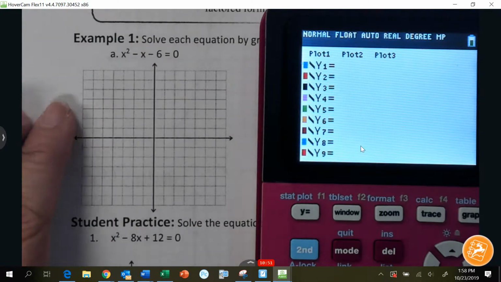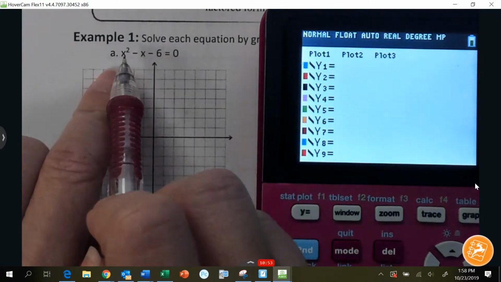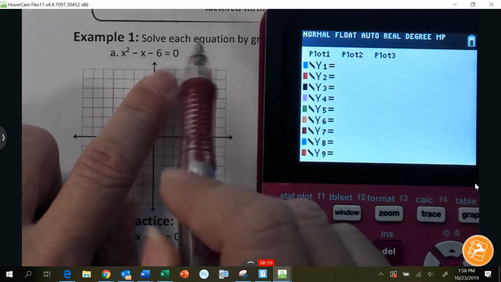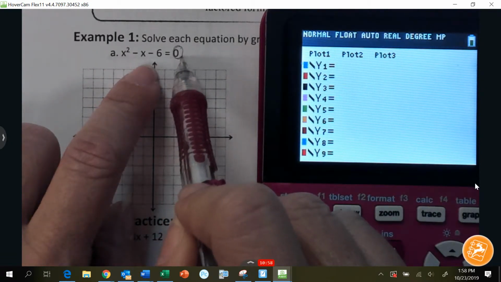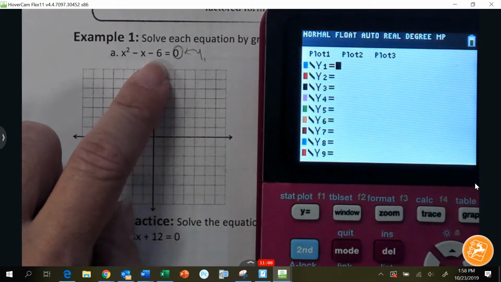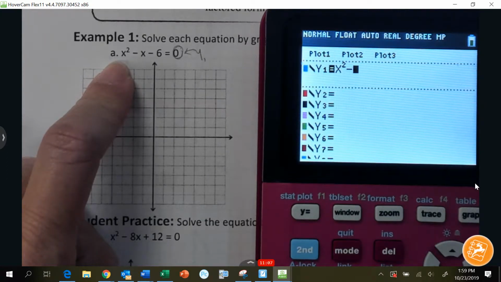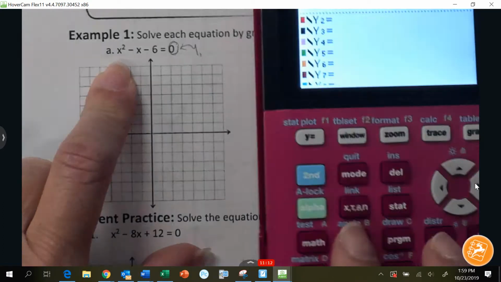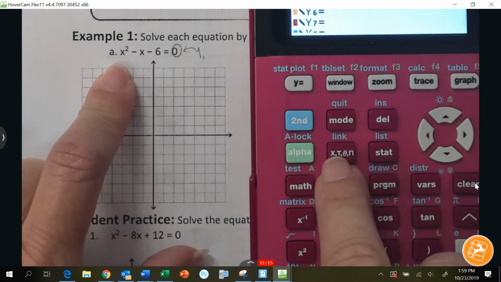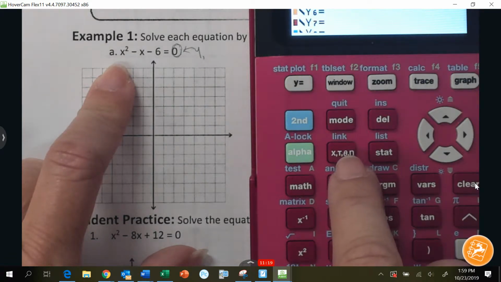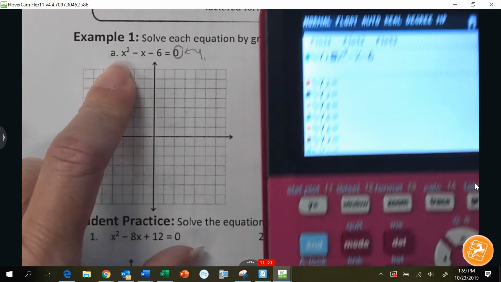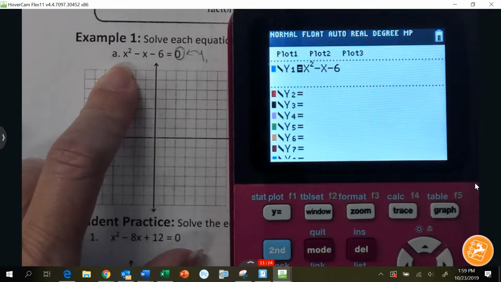But you can use Desmos just as well as you can use a graphing calculator. So to do this, we're going to type in, so this doesn't have like y1. So what we're going to do is we're going to make this the y1. So I'm going to type in x squared minus x minus 6. Just a reminder, the x button is this button next to alpha, where I'm pointing right now. That's the x button. And then once you have that, hit graph.